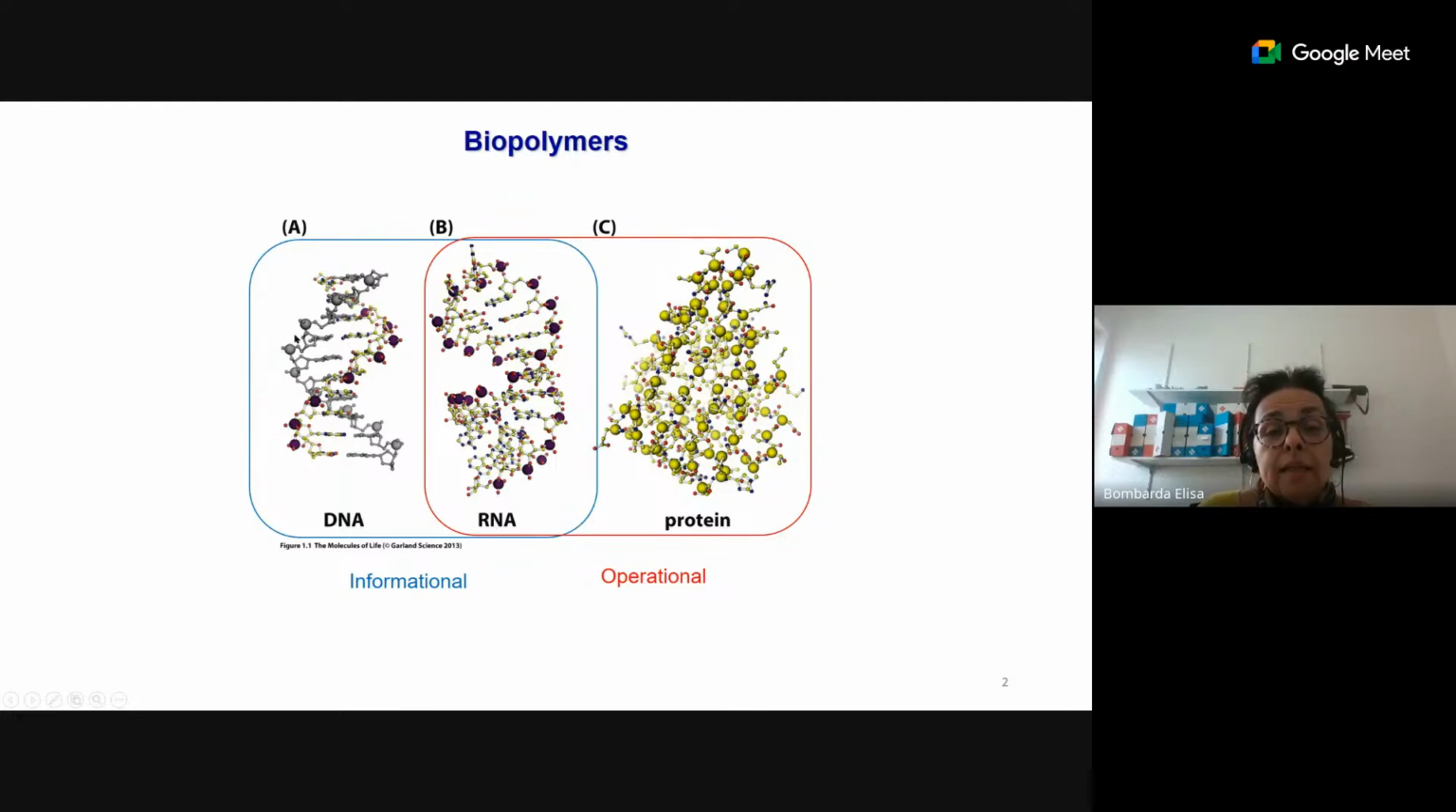The nucleic acids have the informational task. In particular, DNA provides the genetic material. Then RNA is practically the message that allows transferring the information in order to synthesize proteins. So they are actually related in this way. And proteins have the operational function, so they are the factory of life. They do everything in our body.